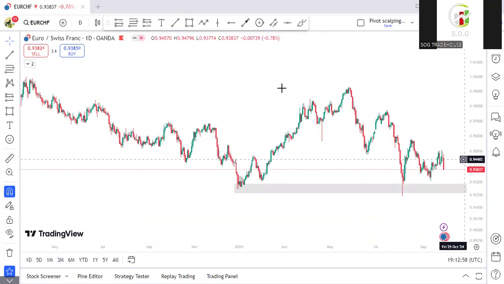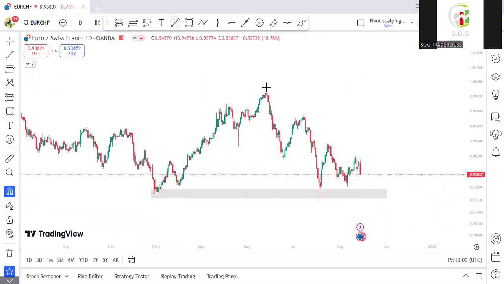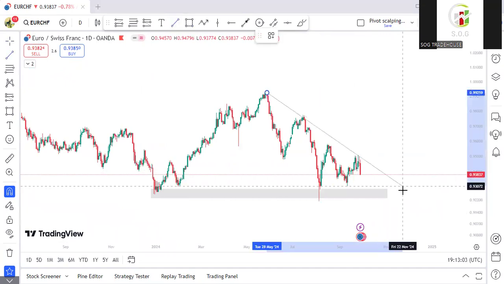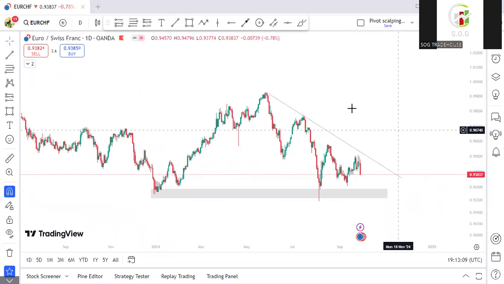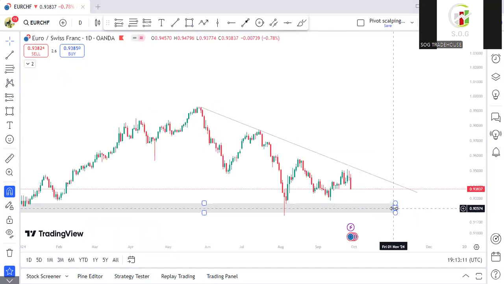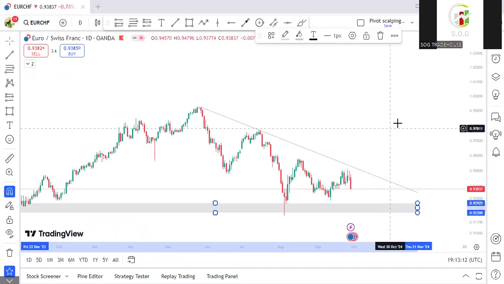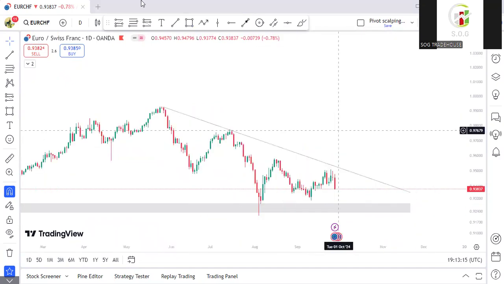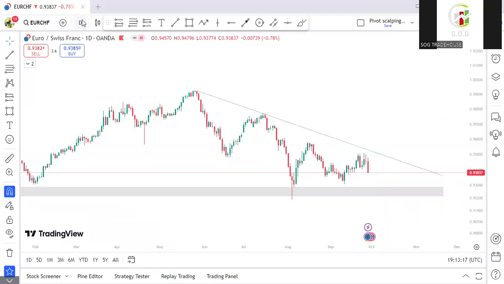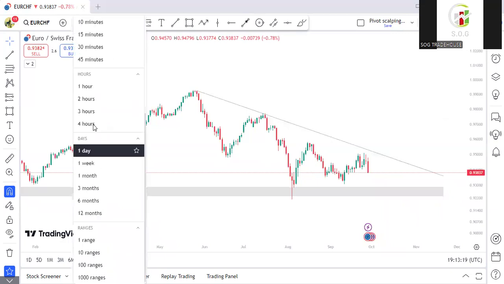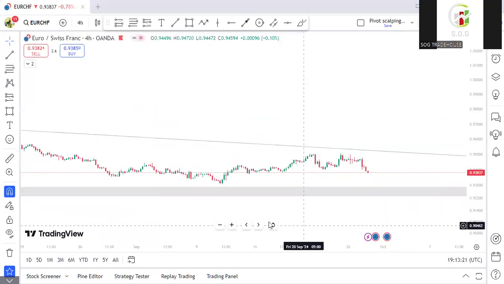And we can also connect our trend lines. All right, so I think the chart is clearer now. So currently, Euro CHF is pushing to the downside. Let's see what's happening on the H4.